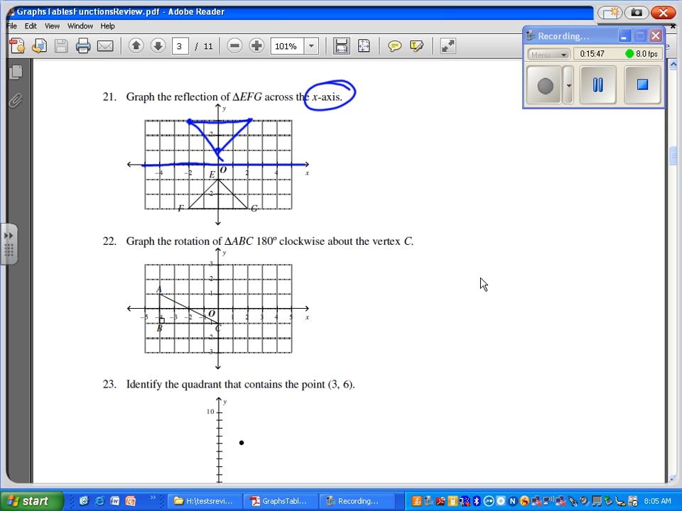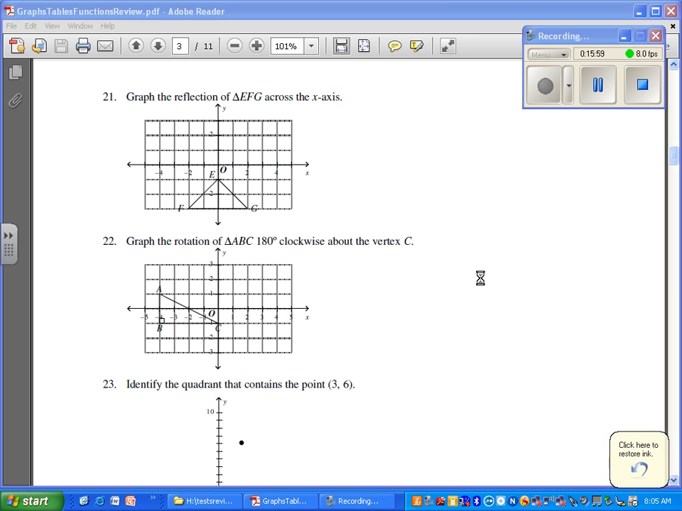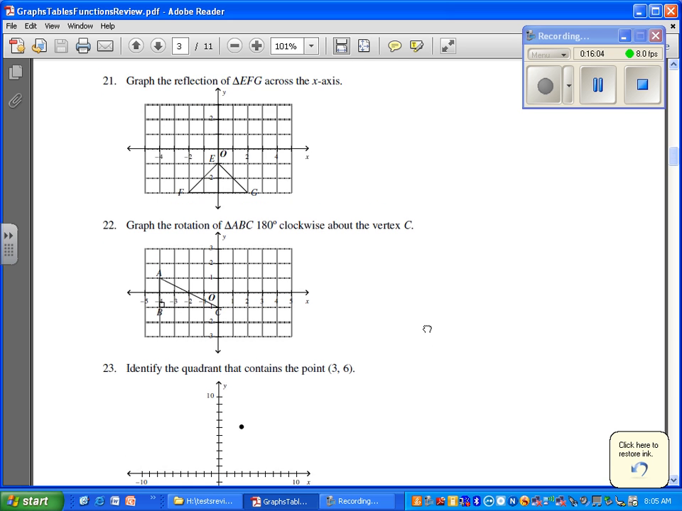What do you think a translation across the y-axis would look like? Think about that for a second. If I'm flipping that figure, what would that look like? Here's a little hint. It would look just the same. So think about that and just keep in mind which axis am I flipping across.